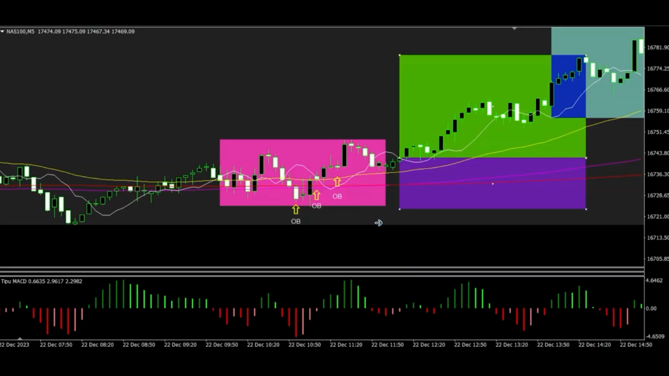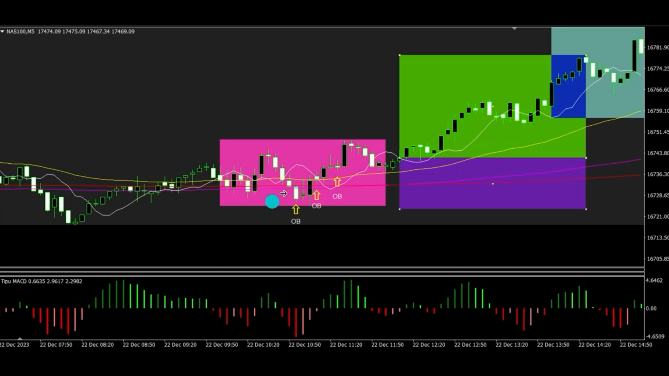In this example, we have 3 order blocks. This order block is actually violated on the downside. However, there is a fair value gap in here where price respects the 50% level of that fair value gap. But you could have used this order block as well as an entry or a stop loss.